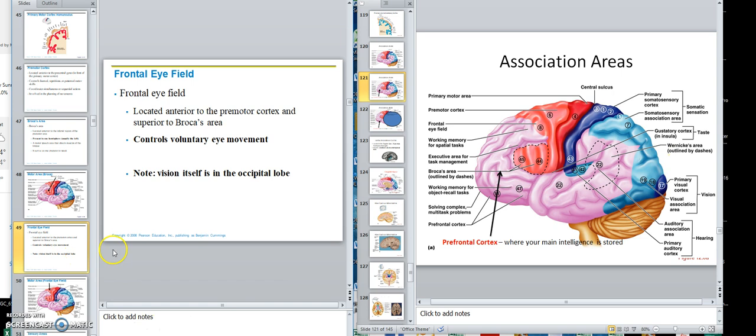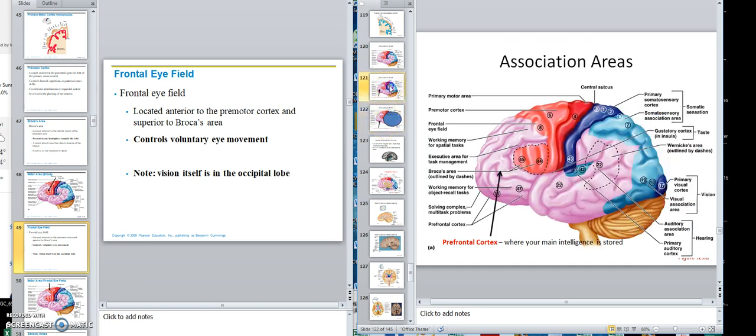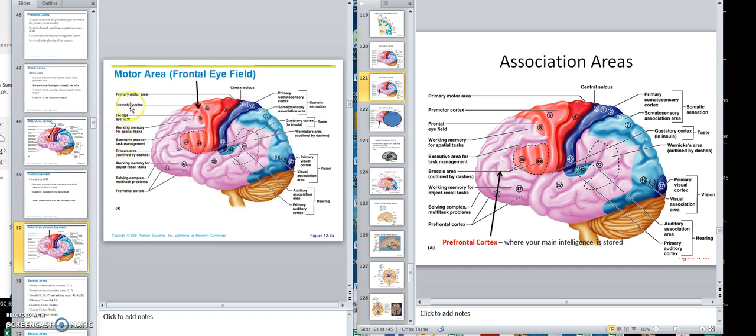Okay. So what do I have here? So we go further. Motor area, frontal eye field, we're talking about. I'm just showing it to you there. That helps move the eyes around, the extraocular muscles.